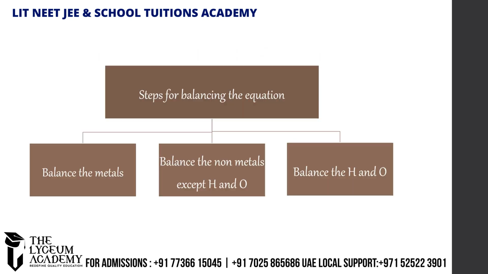There are three simple steps for balancing an equation. First, balance the metals. Second, balance the non-metals except hydrogen and oxygen. And the third step is to balance the hydrogen and oxygen. So let's check it out with an example.